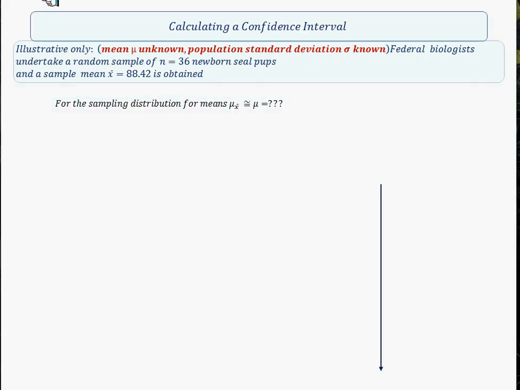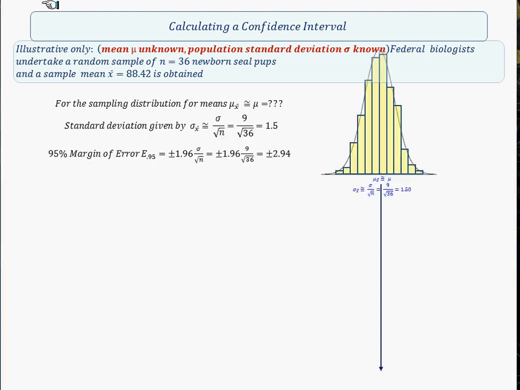Now we're looking at the notion of a confidence interval. Again, you see on the screen that the standard deviation of your x bar is 1.5, and the 95% margin of error is 1.96 times that, or plus or minus 2.94. As you can see here in the red over on the right, this is called our margin of error, and that's the notion that 95% of the time x bar will fall in this region.